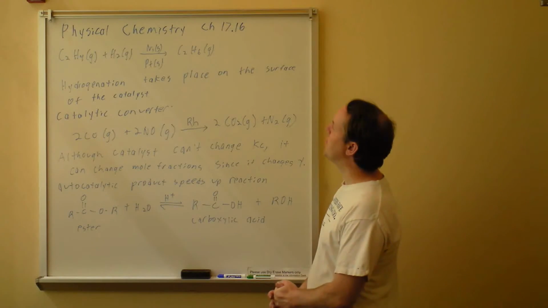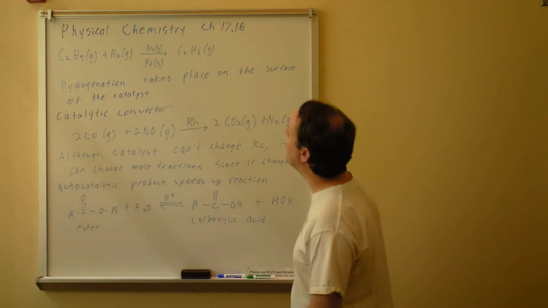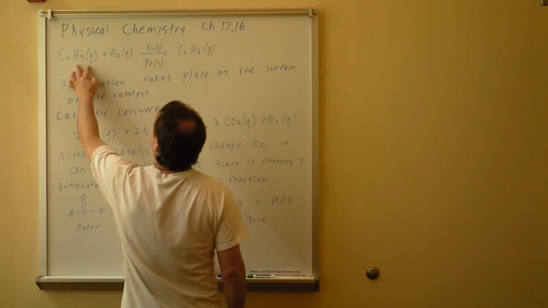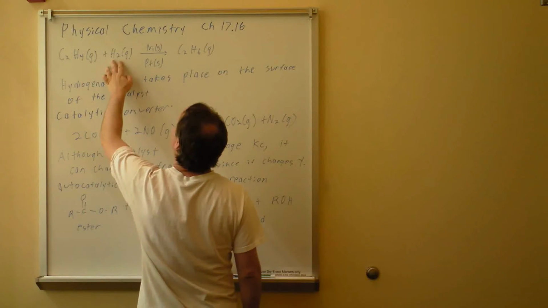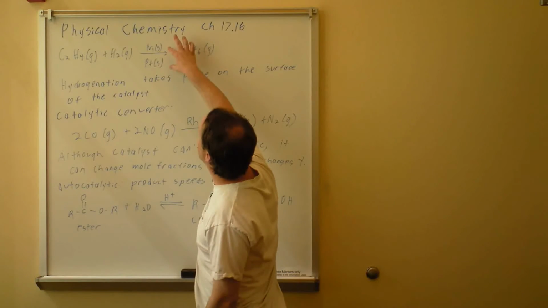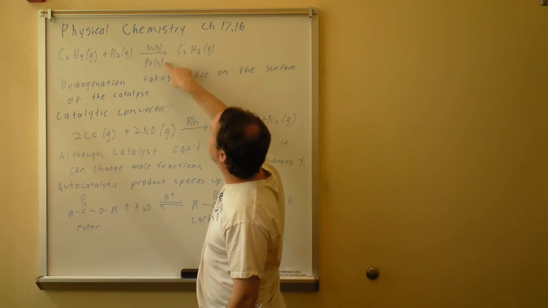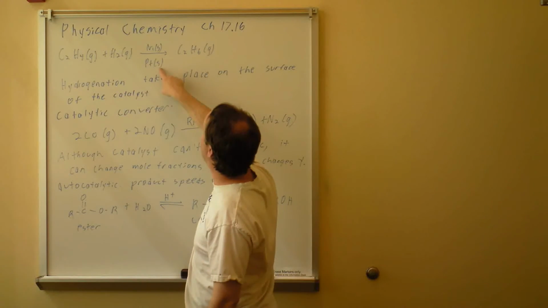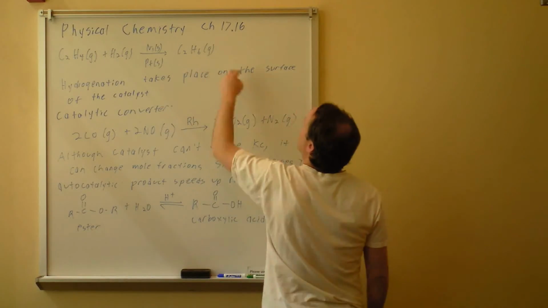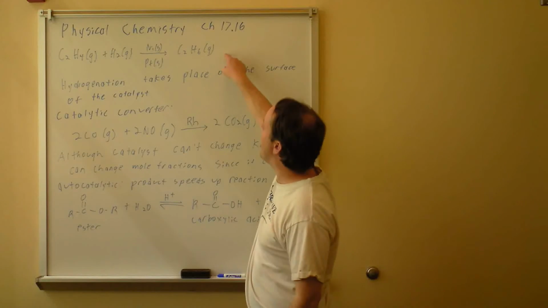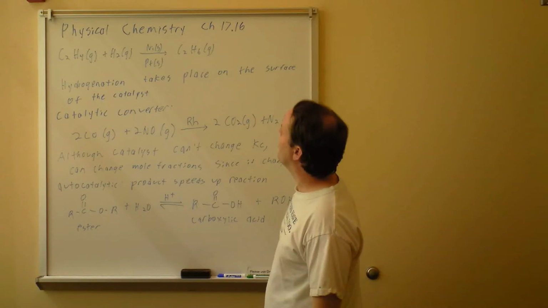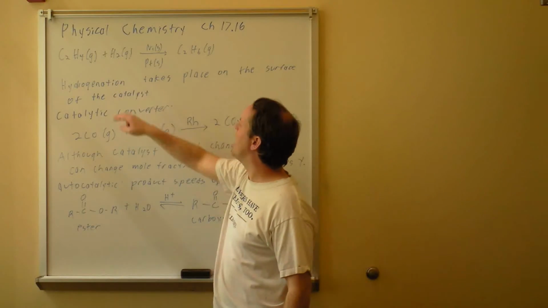Continuing on physical chemistry, chapter 17, we're in section 16 now. So here's that same reaction I showed you before. We have ethene in the gas phase, plus diatomic hydrogen in the gas phase. We run it over some metal, nickel solid, and Pt, I guess that's platinum solid. Anyway, whatever it is, we get C2H6, that's ethane gas. So this would be an example of a heterogeneous reaction. So this is hydrogenation because we're adding hydrogen.